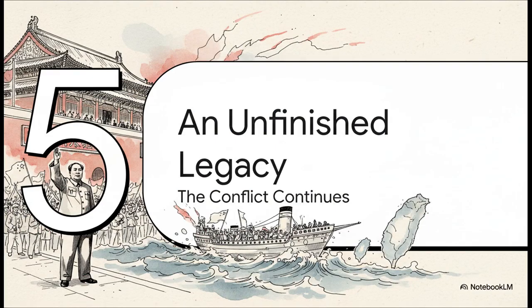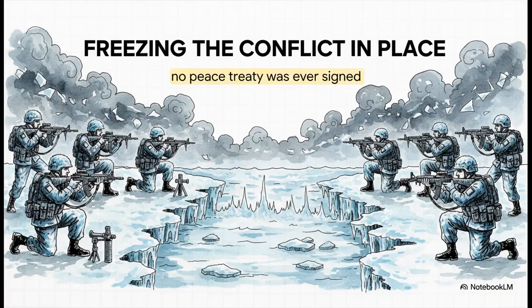So, on October 1st, 1949, you have this iconic moment. Mao Zedong standing in Beijing, proclaiming the founding of the People's Republic of China. A couple of months later, Chiang Kai-shek and about 2 million of his supporters escape, fleeing across the strait to the island of Taiwan. But here's the key thing to understand. That retreat didn't end the war. It just pressed pause. The shooting mostly stopped, but no peace treaty was ever signed. No armistice, nothing. So for the last 75-plus years, the two sides have just been locked in this tense standoff.